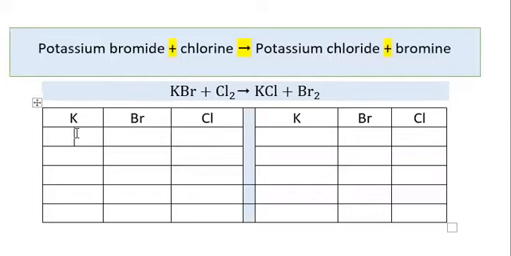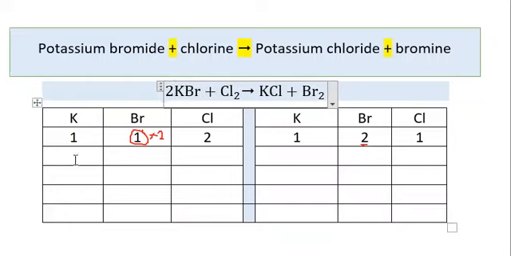Okay, so on this side I have 1K, 1Br, and 2Cl, and on the other side 1K, 2Br, and 1Cl here, right? So this is obviously unbalanced, and I need to balance Br on this side. I need to bring it to a 2, right? And how do I do that? I say 1 times 2. So when I do this, the only way I can change the Br to a 2 on this side is by putting a coefficient. But now when I put the coefficient, I change the count.